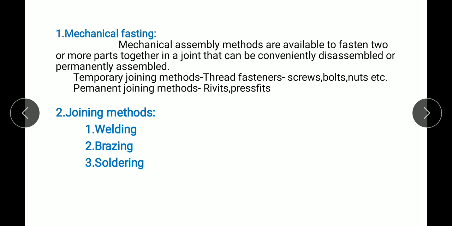Next one is joining methods. Generally we have three types of joining methods: welding, brazing, and soldering. These you have already covered in the manufacturing technology subject.